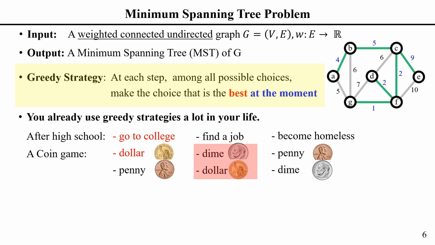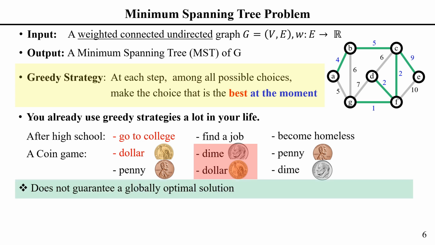Alright, so those who chose the dollar coin, have you figured out? Being greedy at the beginning doesn't assure you the best deal. I'm sorry I tricked you, but unfortunately, this is the reality for greedy strategies in general. Although you make the best choice every time, that sequence of best choices doesn't guarantee a globally optimal solution. Why? Because when we make those greedy choices, we lack a global view.